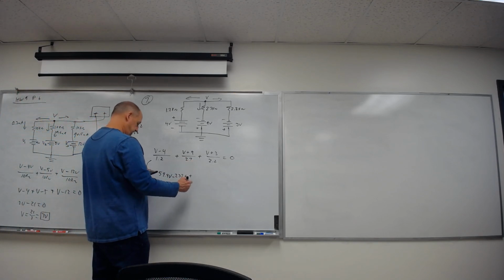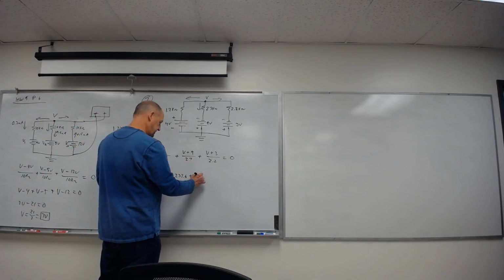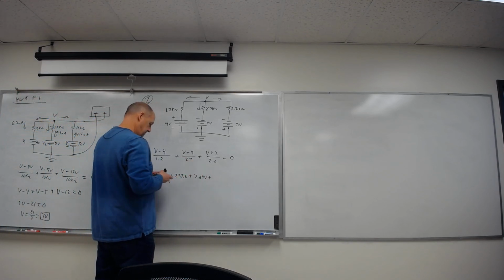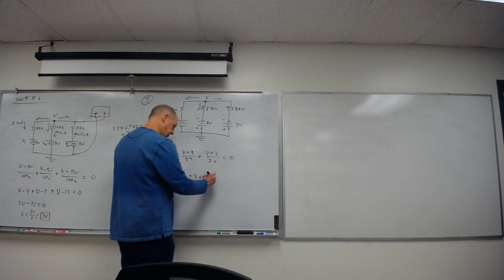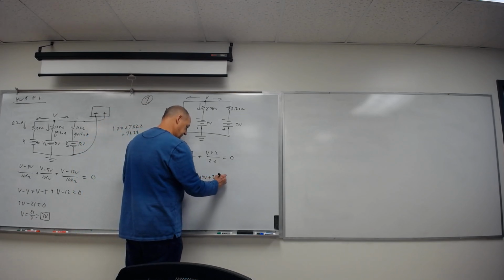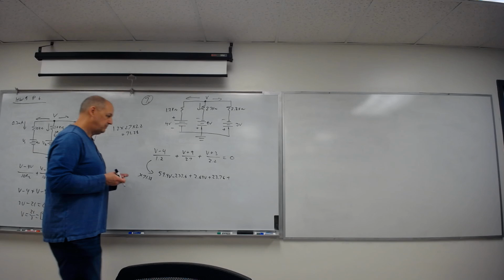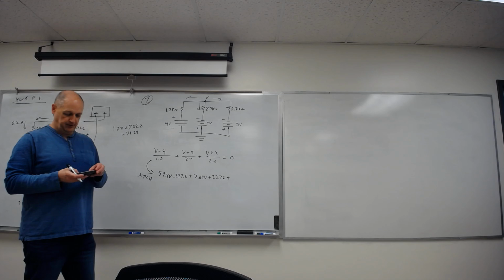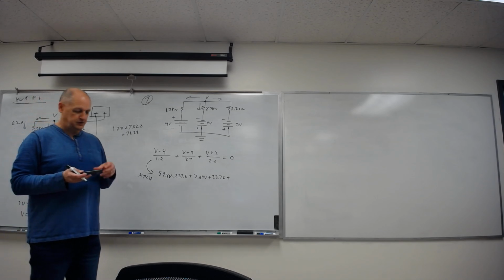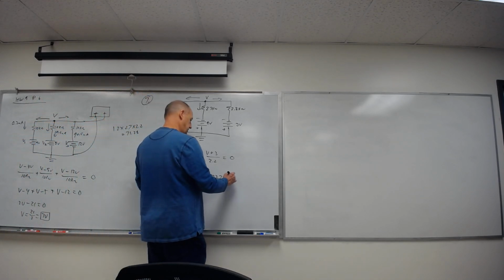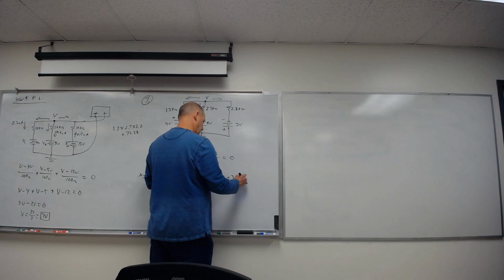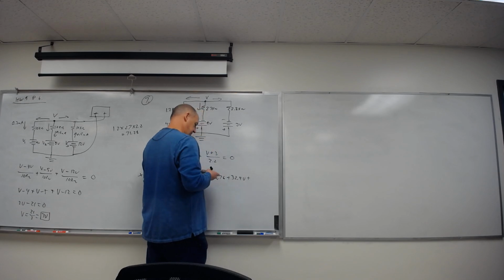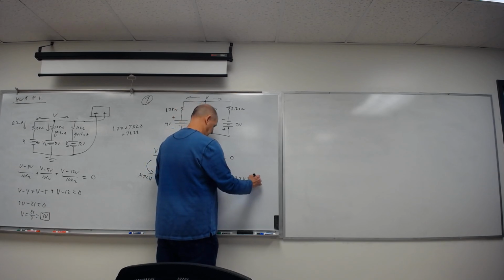Divide this by this, and I have 2.64 V plus 9 times 2.64 is 23.76 plus 71.28 divided by 2.2 gives me 32.4. So 32.4 times V plus 3 times 32.4 is 97.2.